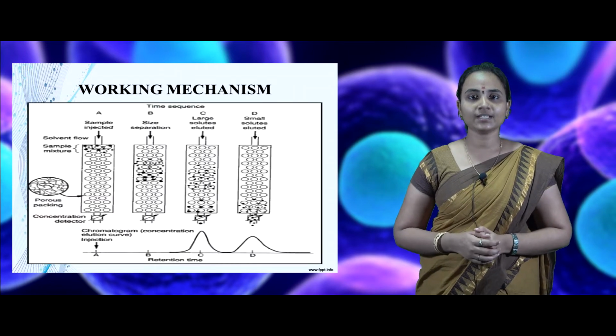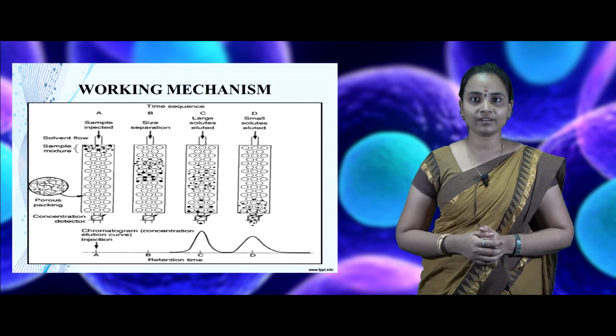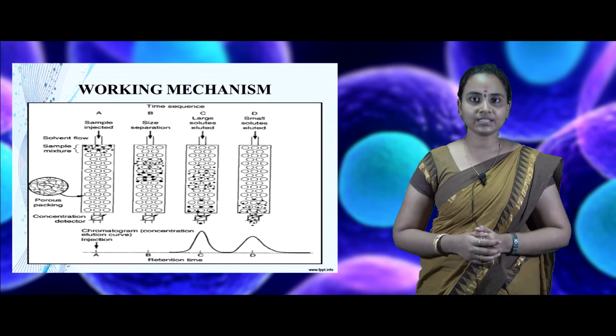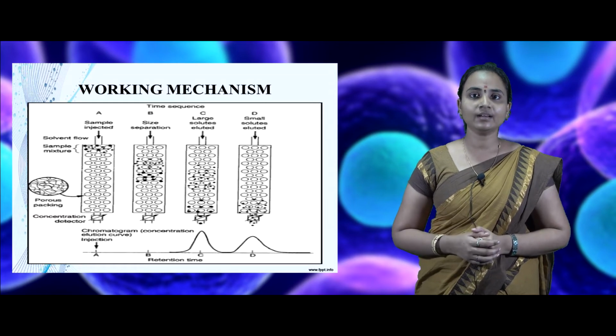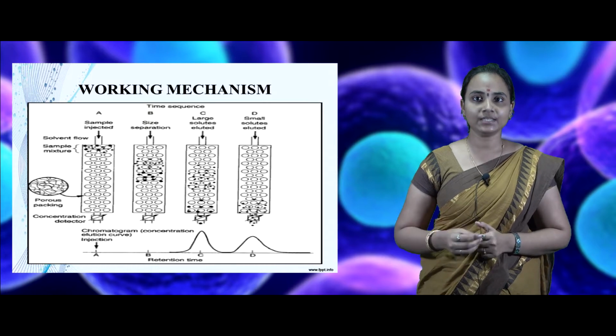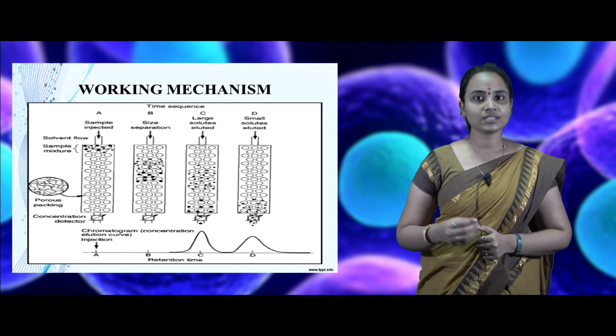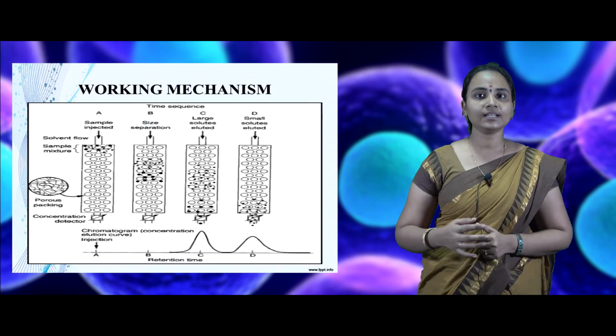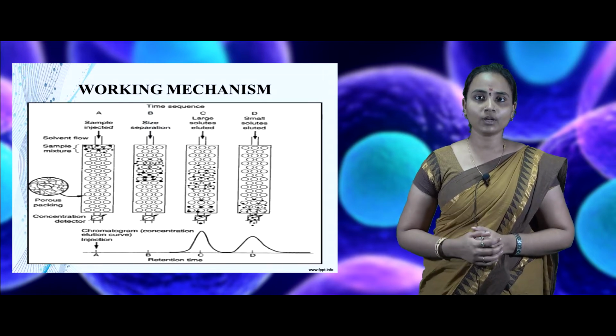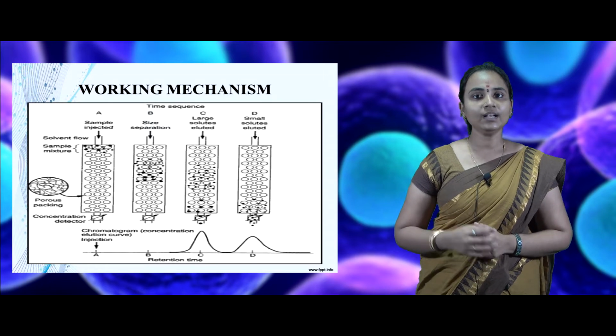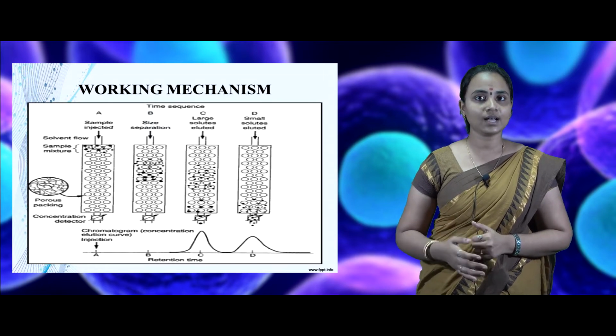Coming to the working mechanism of size exclusion chromatography, it involves four different steps. In the first step, we have to prepare the column, that is, we pack the column with beads of different pore sizes. These beads are made up of a semi-permeable membrane so that they can trap many particles, macromolecules and different sized proteins inside the pores of the beads, and allow some of the biomolecules to stay outside the pores, so that we can separate small size and large size particles.